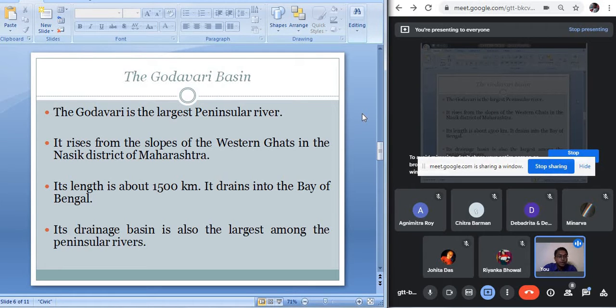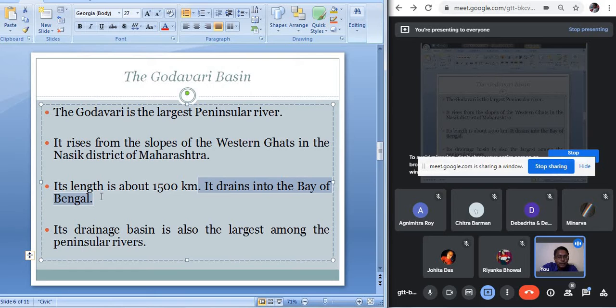They drain their water in the Bay of Bengal. And the largest peninsular river is the Godavari river. The Godavari river is the largest peninsular river. It has a total length of 1500 kilometers, and it drains its water in the Bay of Bengal. So as it drains its water in the Bay of Bengal, that means it is an east flowing river.